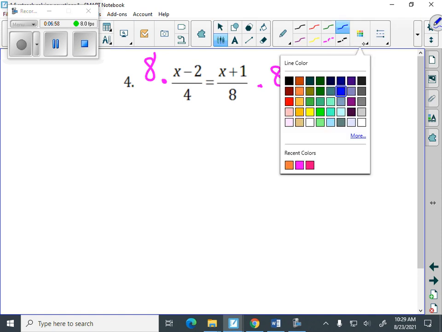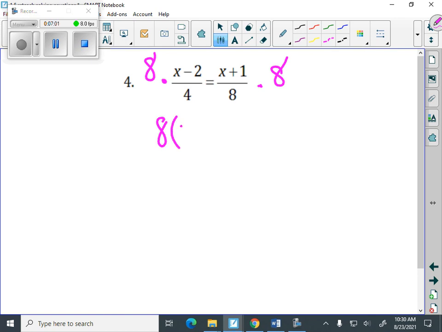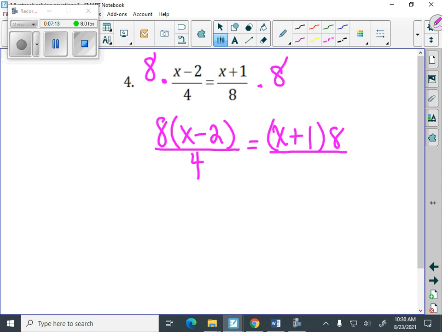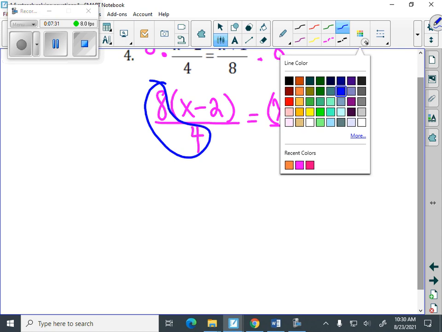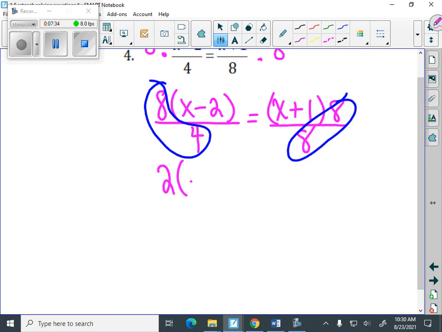So what we have now is we have 8 times x minus 2 divided by 4. And over here we have x plus 1 times 8 divided by 8. And then we're going to divide those. 8 divided by 4 is 2. 8 divided by 8 is 1.